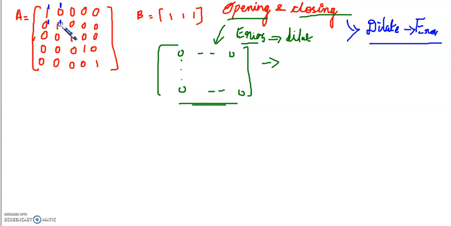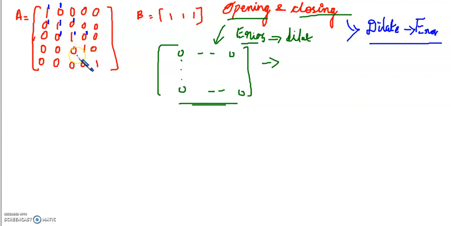Consider this as my center point. It actually overlaps with 1. Consider this as my center point of B. It will overlap with the left one. Now consider this as my center point. There will be no overlap. Consider this as my center point. It will have overlap with the right one. Consider this as my center point. It actually overlaps with 1. Now consider this. It will overlap with the left one.